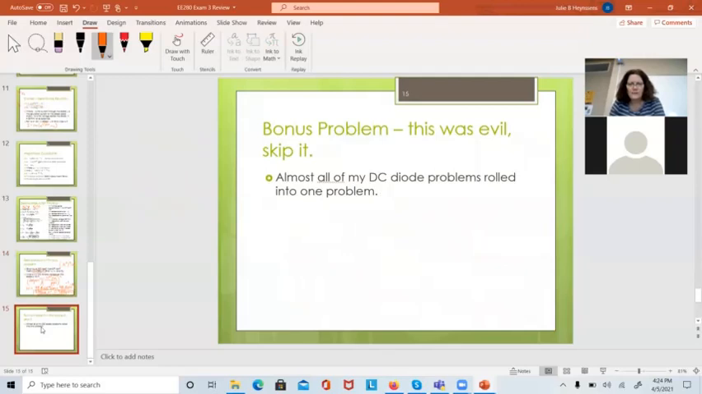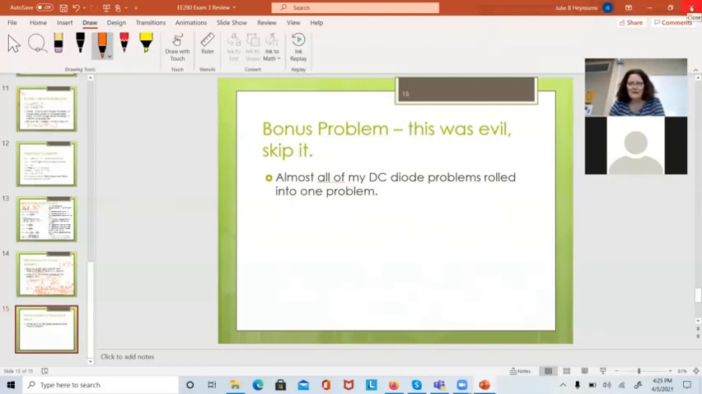Okay, yeah, this was really evil. I'm not going to do that one again. That's the one Jack got mad at me about. I don't have enough points on this exam to make up for that, but it was a diode problem and it involved node voltage method. Let me just put it that way.